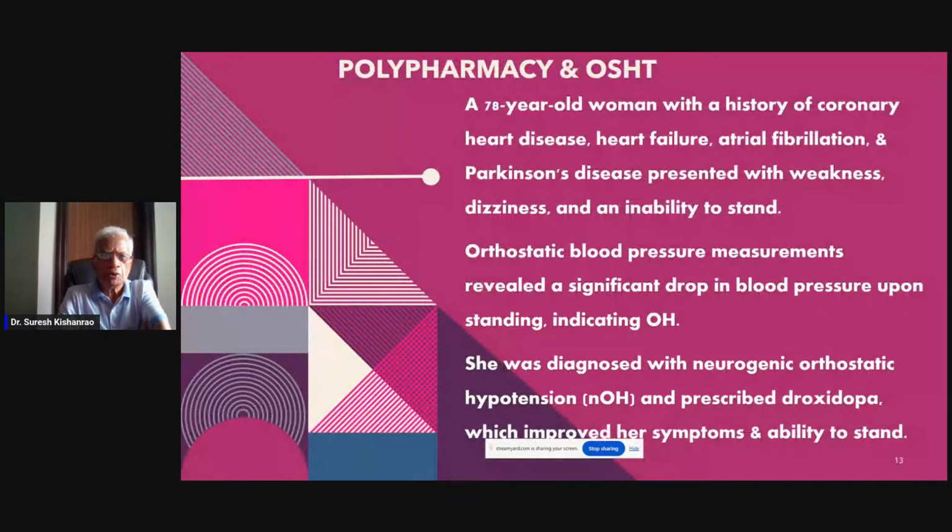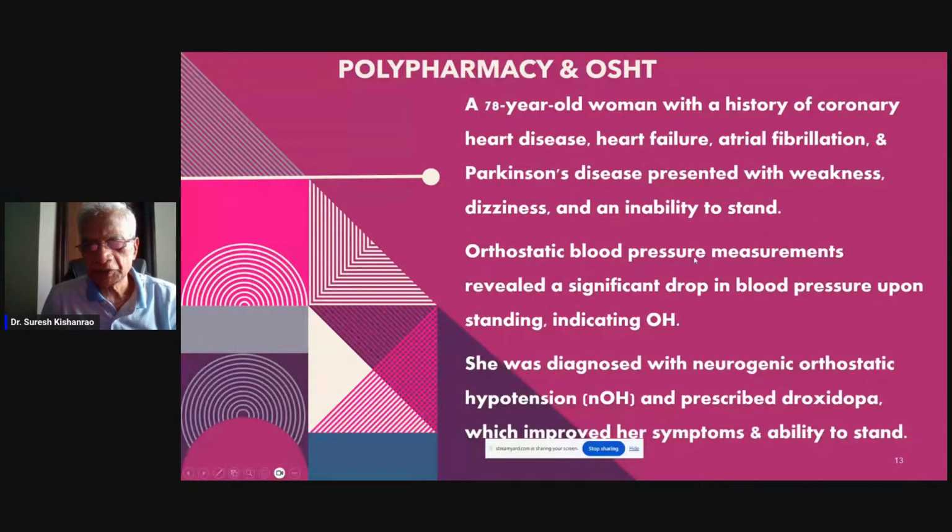Multi-pharmacy, that is, in elderly people, for example, I take at least about half a dozen different drugs for various conditions. Sometimes interaction between these multiple drugs may also lead to syncope. A 78-year-old woman with history of coronary heart disease, congestive heart failure, atrial fibrillation, and Parkinson's disease, came to us with dizziness and inability to stand.